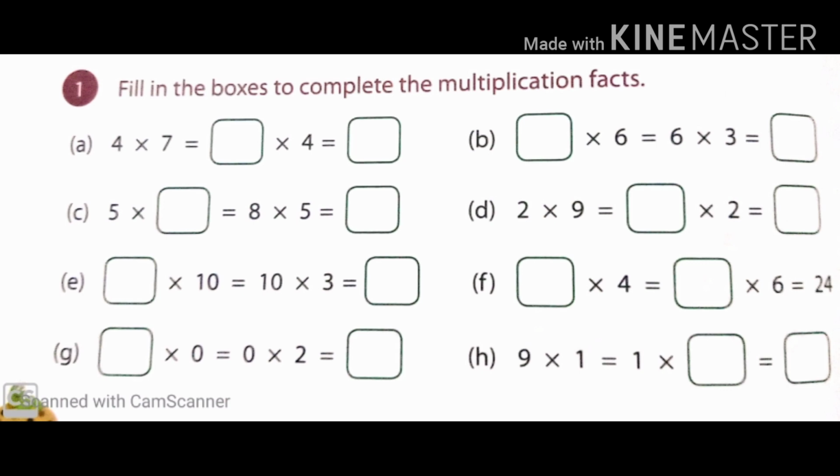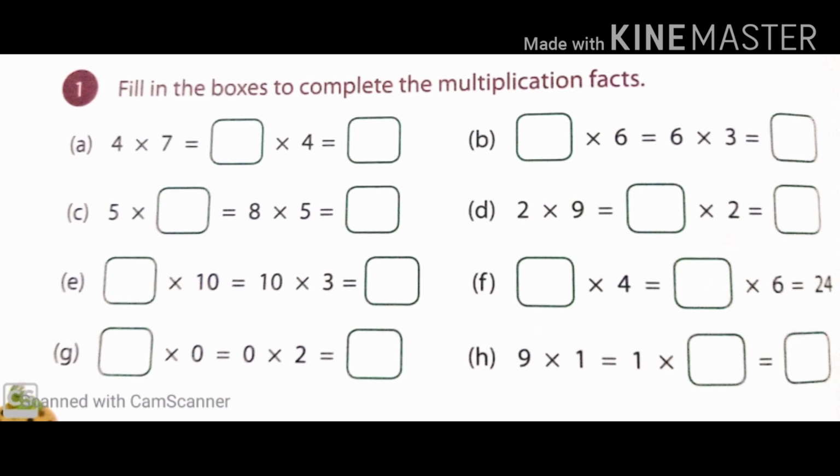So let me solve one for you. 4 into 7 equals, we can also write 7 into 4 because 4 into 7 and 7 into 4 is the same. So 4 into 7 and 7 into 4 is what? It is 28. That means if we multiply 4 into 7, we get 28, and if we multiply 7 into 4, then also we get 28.